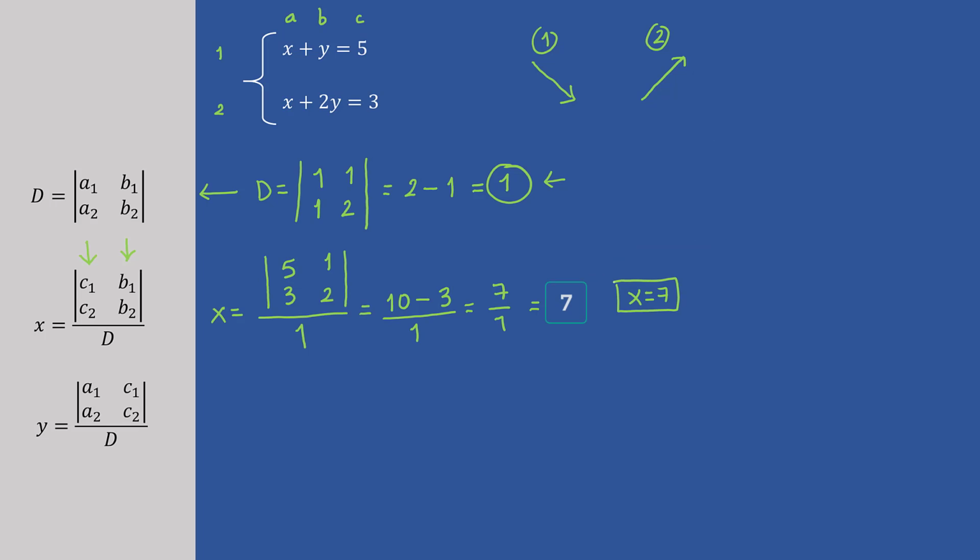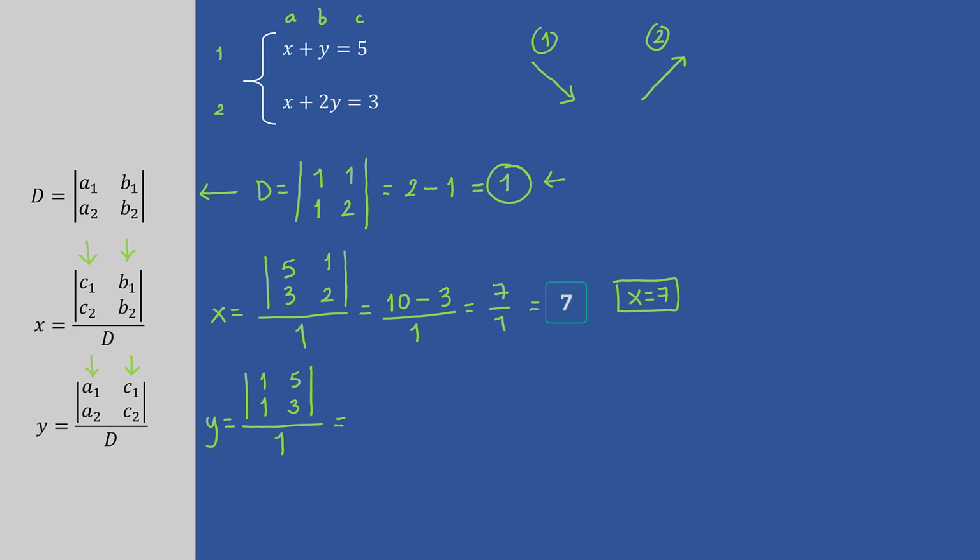Now let's find the value of y. We write the bar of our determinant. The equation says that the first column is our values of a of the first and second equation. So 1 and 1. We have 1x on both equations. The second column, the values of c of both equations. So c are the last numbers, the constant numbers. The first equation has a 5 and the second equation has a 3. And we will divide that over the determinant of the system that we already calculated, that is 1.